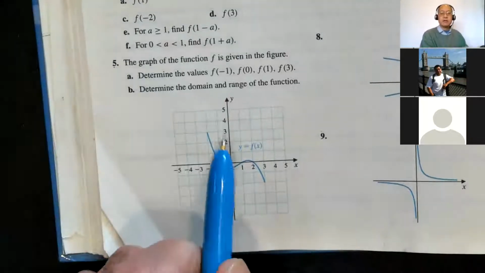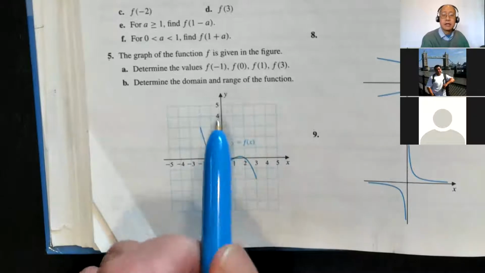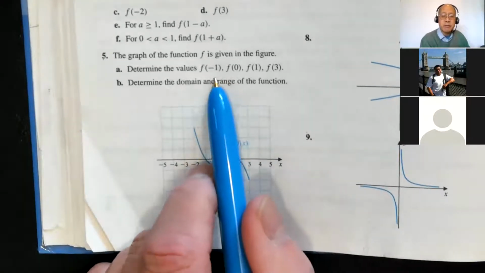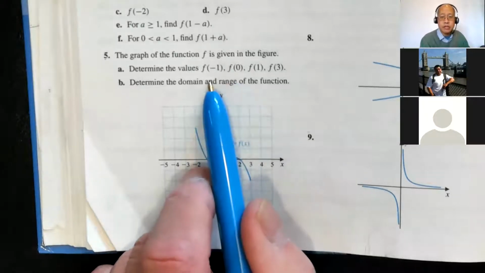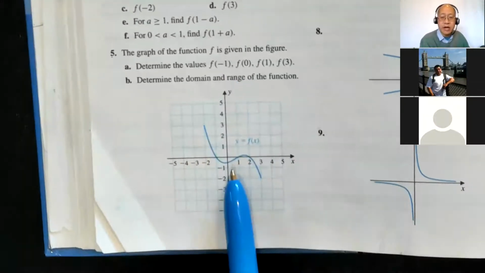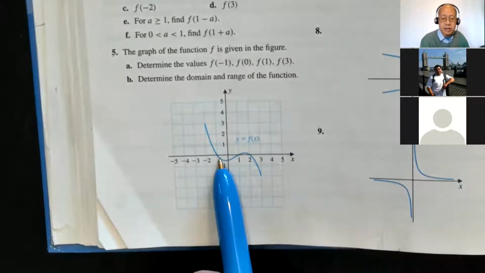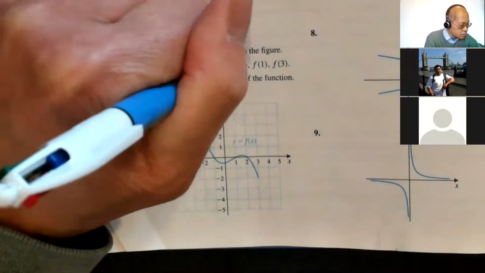Okay, so let me go back and do 5. There's only one problem like that. Okay, determine the values of f of -1. So it means when x is these numbers, what's y? I'll just do maybe a couple of those. I'll do the first and last one. How about that? F of -1. When x is -1, what is y? Looks like 0. This one is 0.